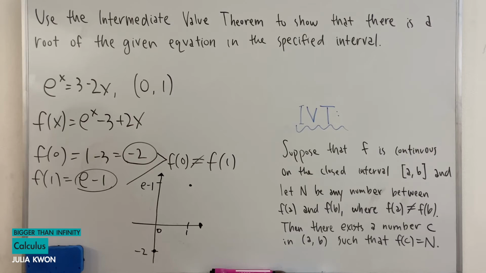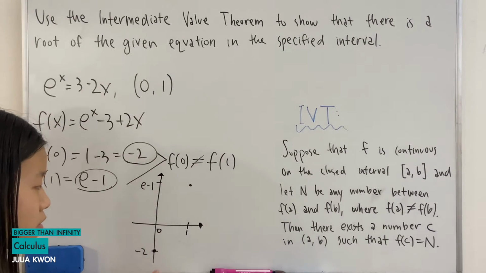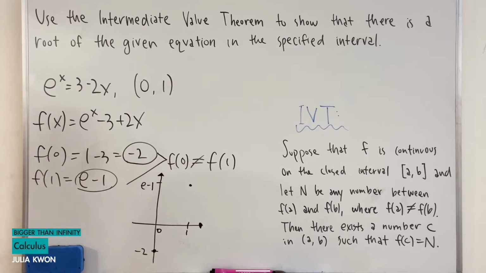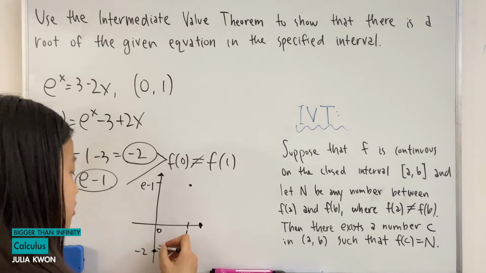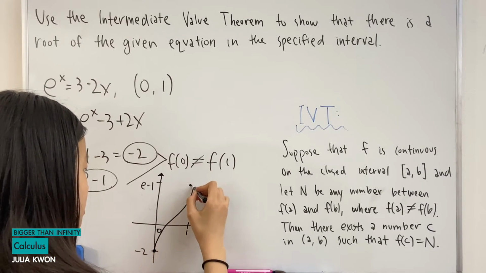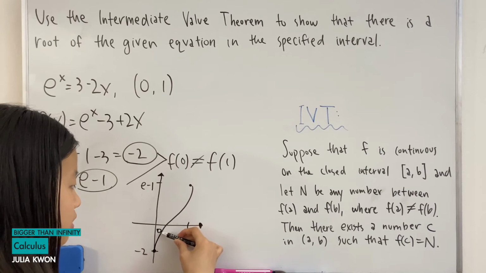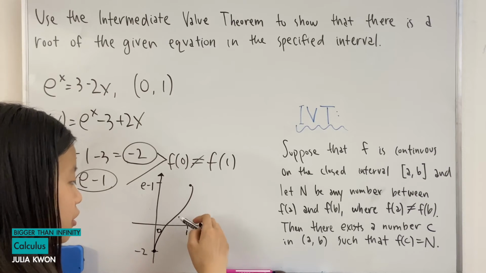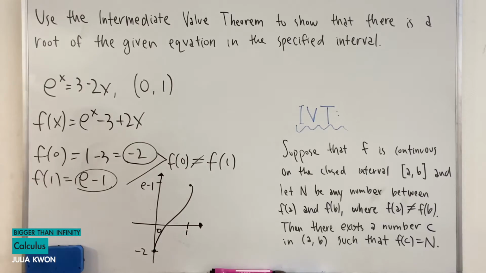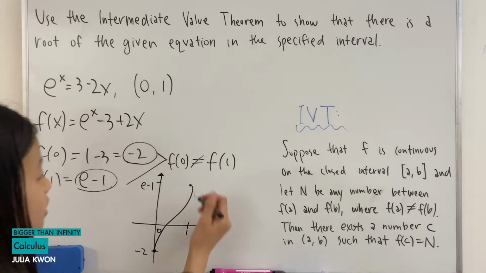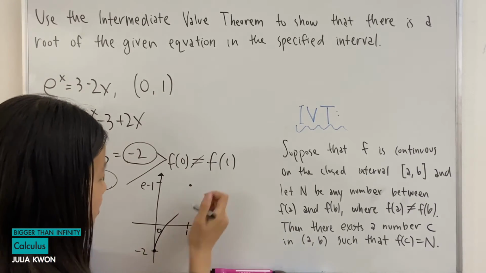Okay, then as you can see, it has to pass the x-axis at least once, right? So it could look like this, or it could also look really curvy, because there has to be at least one.